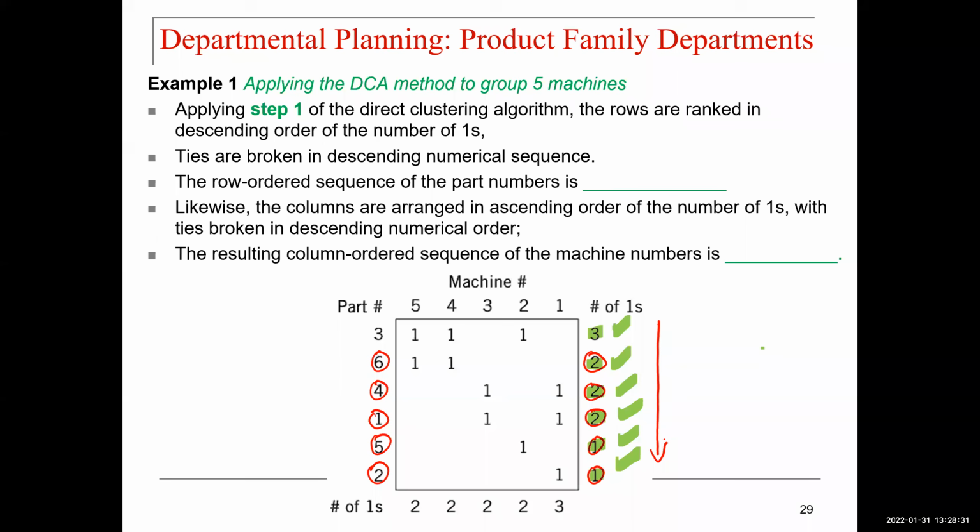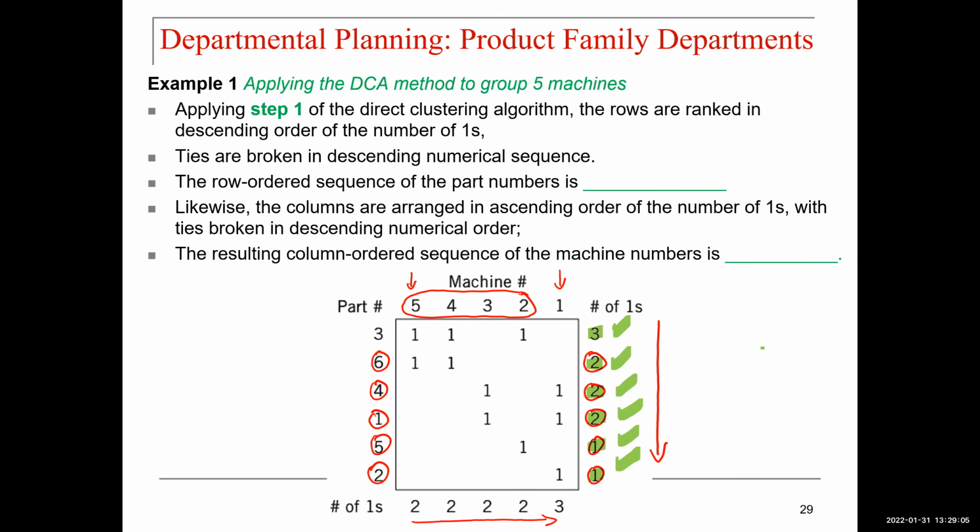And then for this part, you're also sorting, but you're sorting in ascending order. Okay, so column 1 used to be here, is now at the end because it has the maximum value, which is 3. And then the rest of them were 2s, and the ties are broken by the highest number. Okay, so ties are broken in descending numerical sequence.